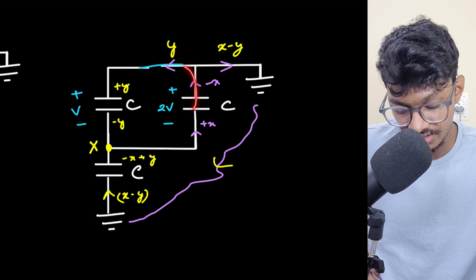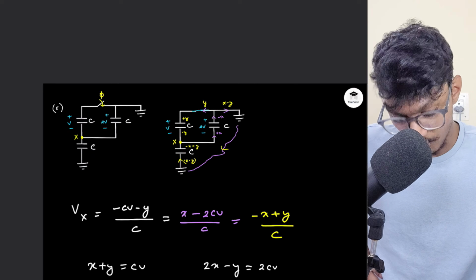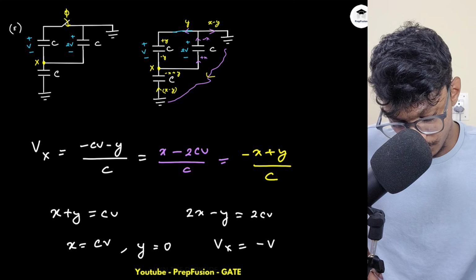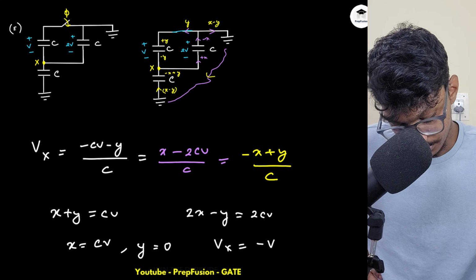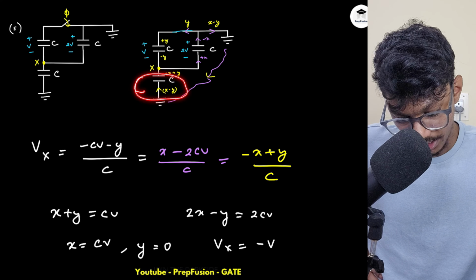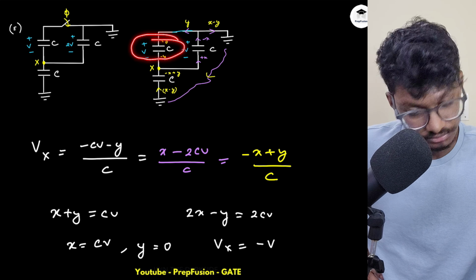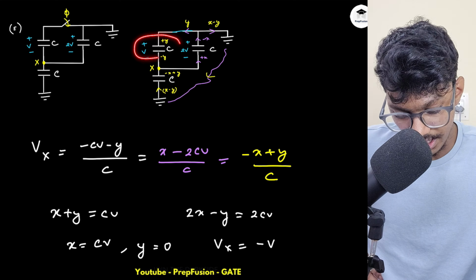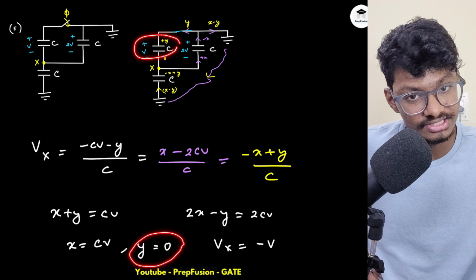So this capacitor is actually giving CV amount of charge, and all of the charge is actually going to this capacitor. And none of the charge is actually going to this capacitor. So that is the interesting fact here. None of the charge is actually going to this capacitor. Why? Because y is equal to 0.